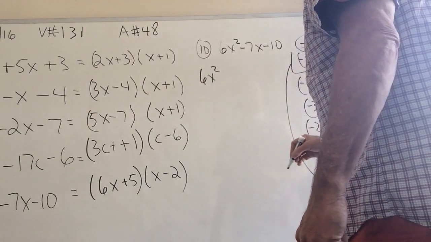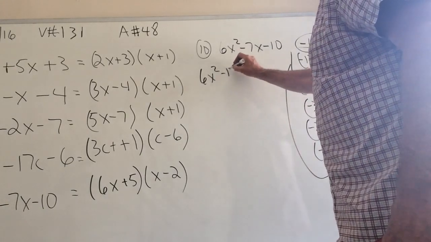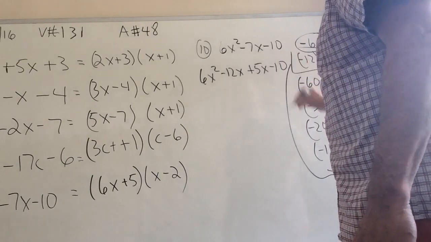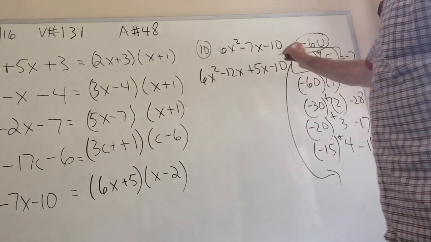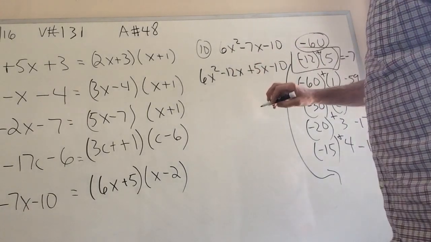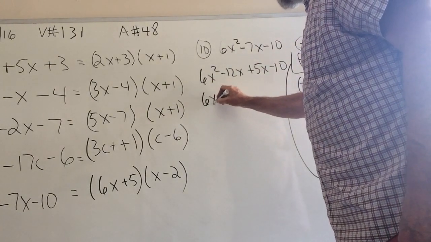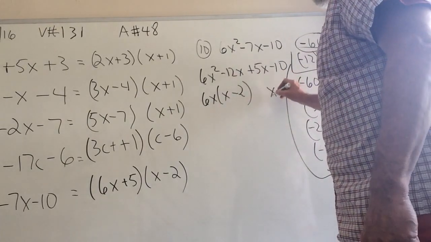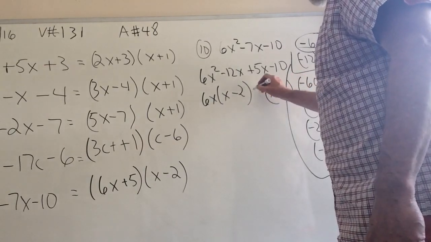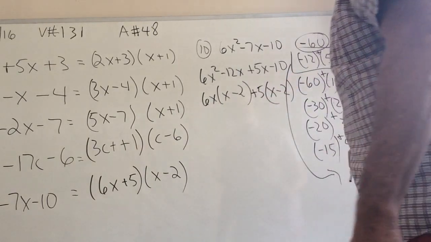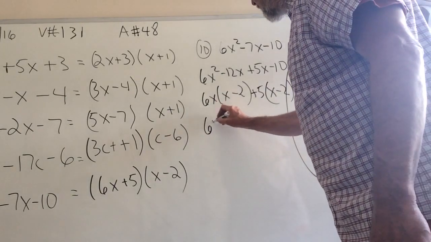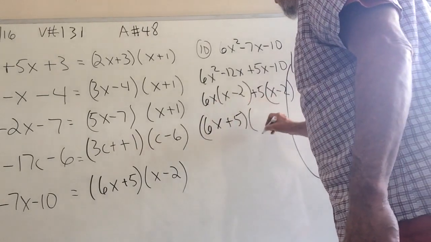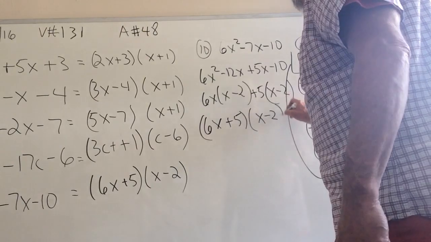I'll rewrite now. 6x squared. Let's see what we got here. Minus 12x plus 5x minus 10. And as I pointed out to you so many times, I didn't change anything. This is just equivalent. And let's see, we got 6x, there's x, there's 2, you're checking yourself, rewriting it over here, and there's the 5. Make it all work out, and finally (6x plus 5)(x minus 2). And let's see if it works.